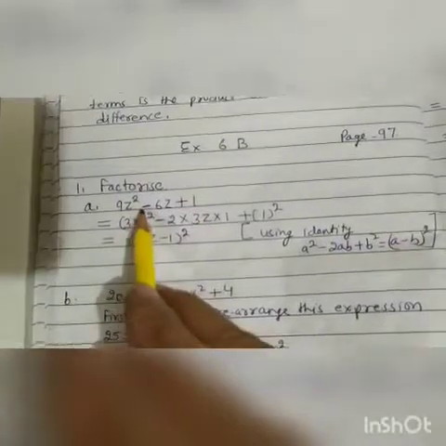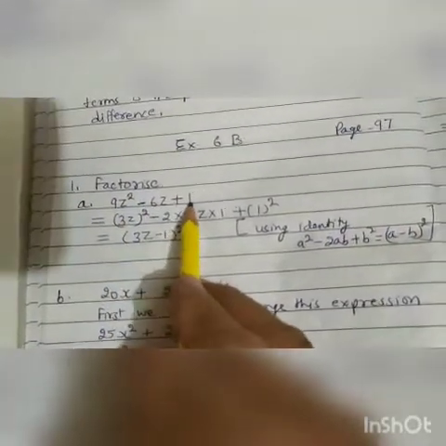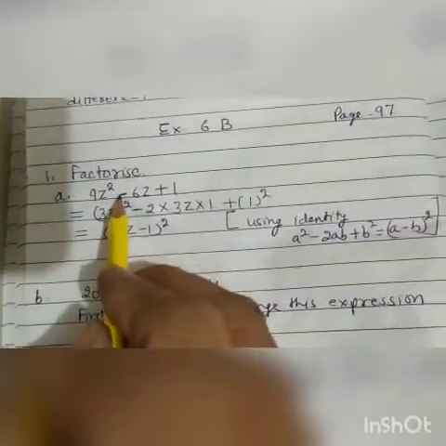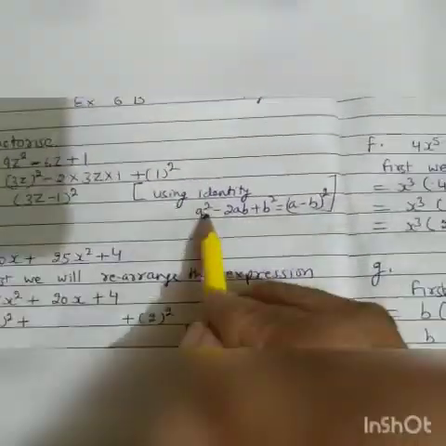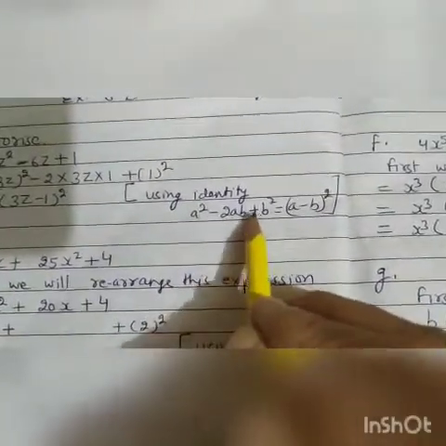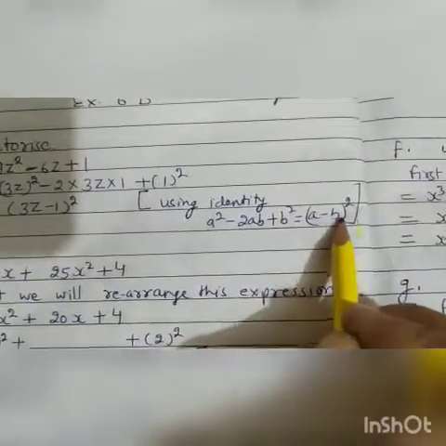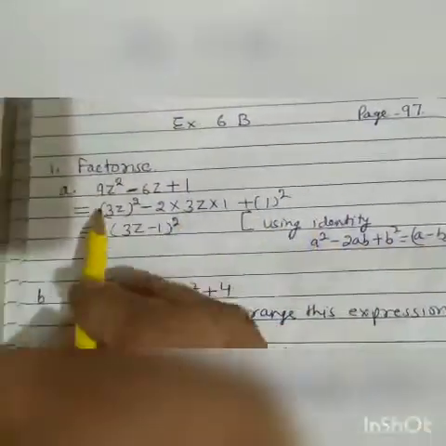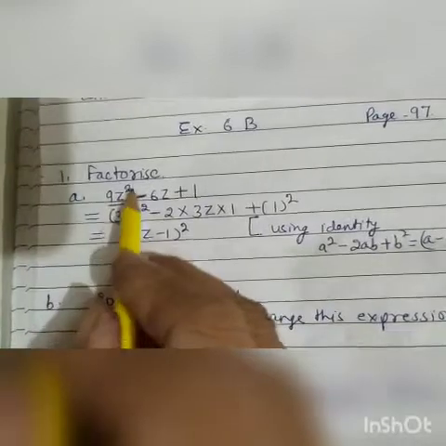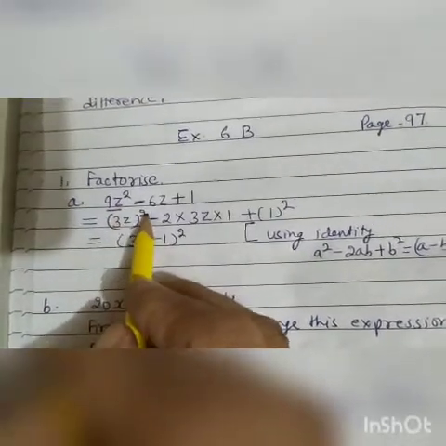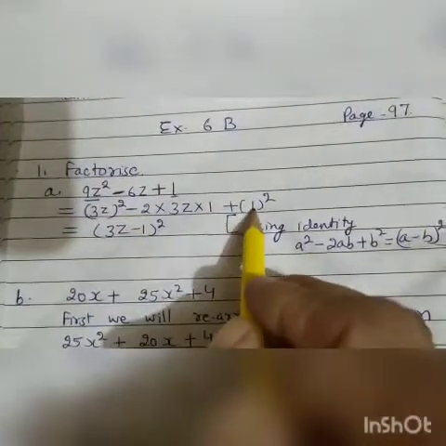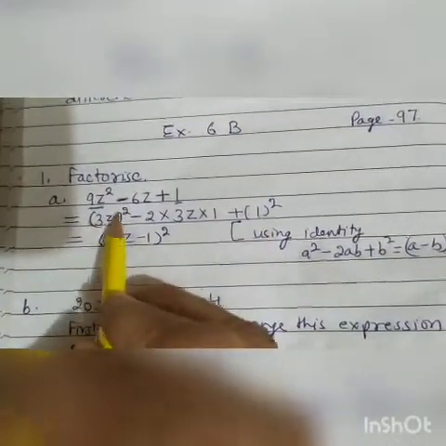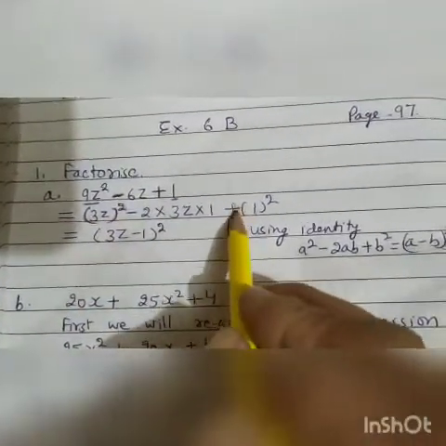9z square minus 6z plus 1. See here, in the middle there is a minus sign. So we will use this identity: a square minus 2ab plus b square is equal to (a minus b) whole square. Now this 9z square is the square of 3z, and this plus 1 is the square of 1. We will write it as (3z) whole square plus (1) whole square.